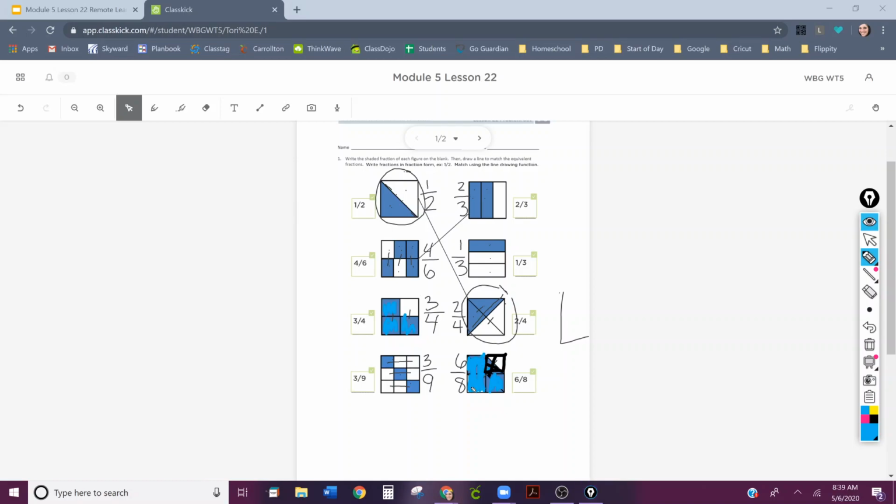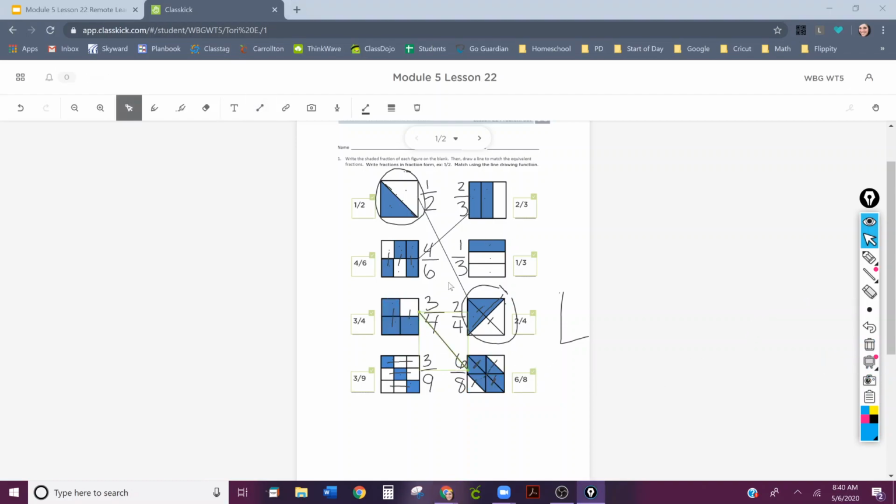If we were to shade those in completely, they look like the same shape. All we had to do was take one of those triangles and match it with another triangle to make a full square. And now you can see that those are equivalent. So I'm going to take my line function, and I'm going to match this shape to this one.